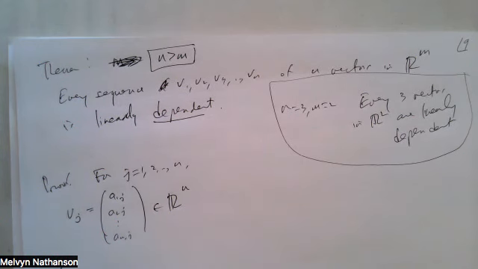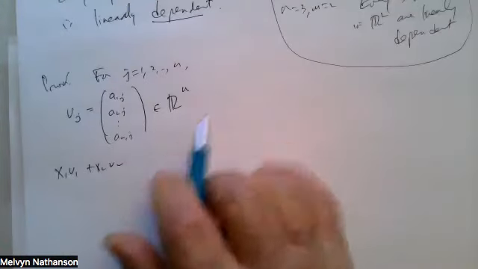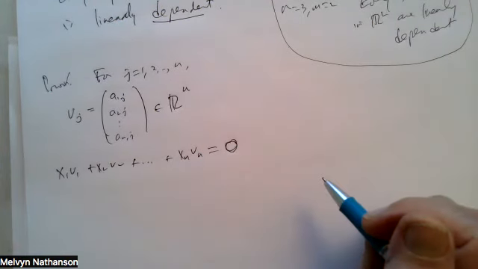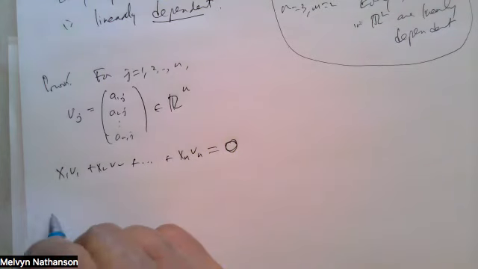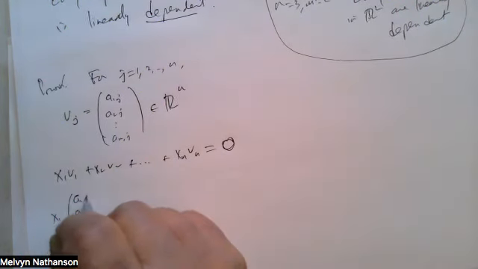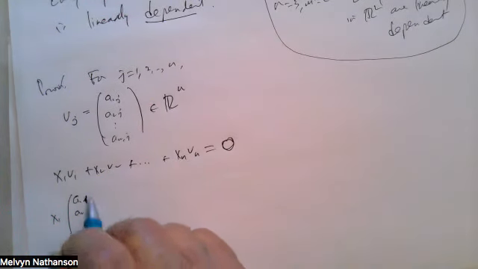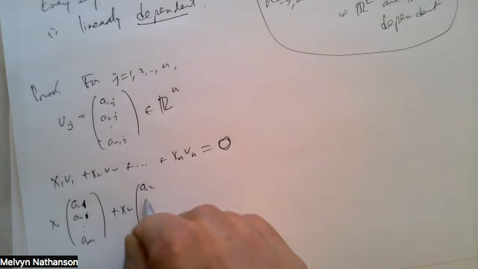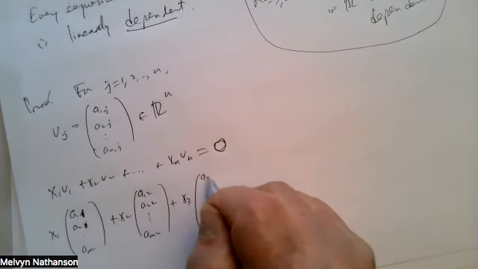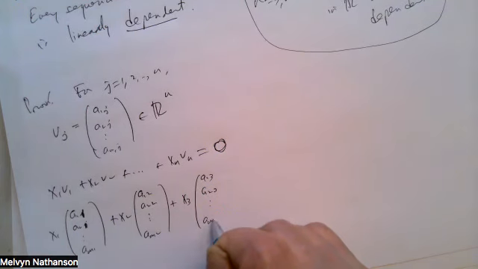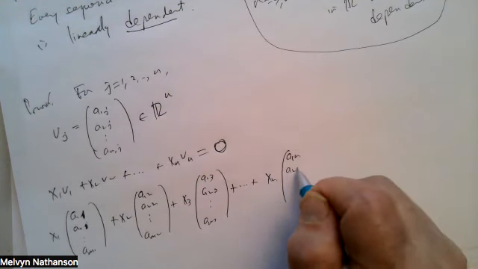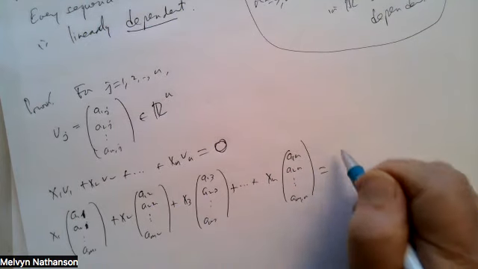So if we have the equation x1 v1 plus x2 v2 up to xn vn equal to the 0 vector, this is equivalent to x1 times (a11, a21 down to am1) plus x2 times (a12, a22 down to am2) plus x3 times (a13, a23 down to am3) up to finally xn times (a1n, a2n down to amn) equal to the 0 vector.